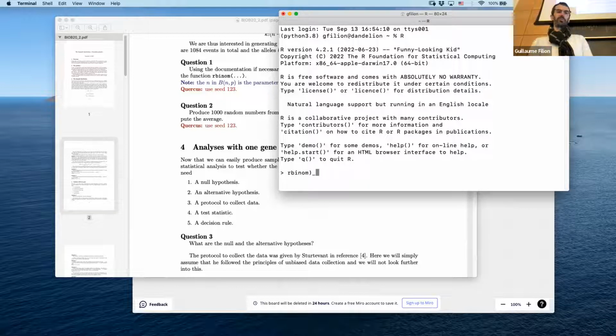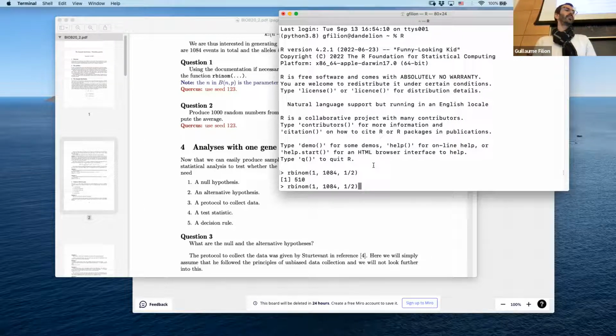So sorry, say that again. rbinom, 1, 1084, just like that, 1/2. Okay, so in principle that works. And what do you say? Yeah, exactly. We'll need the set.seed as usual.